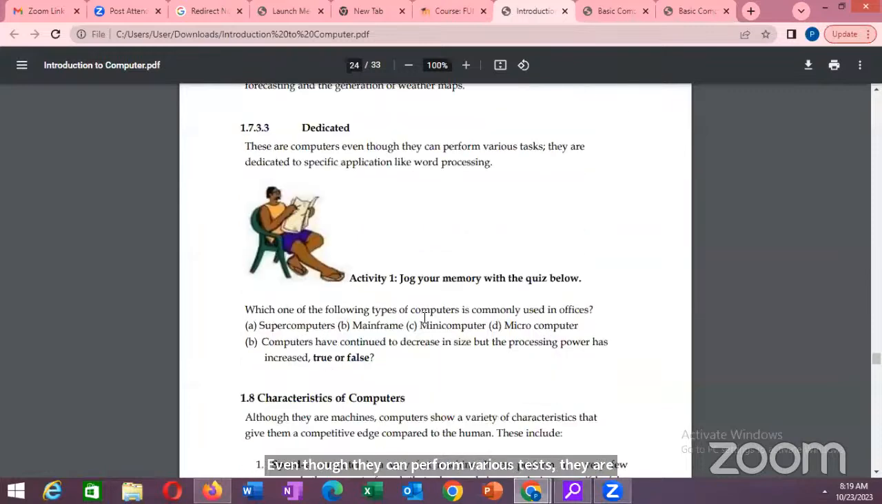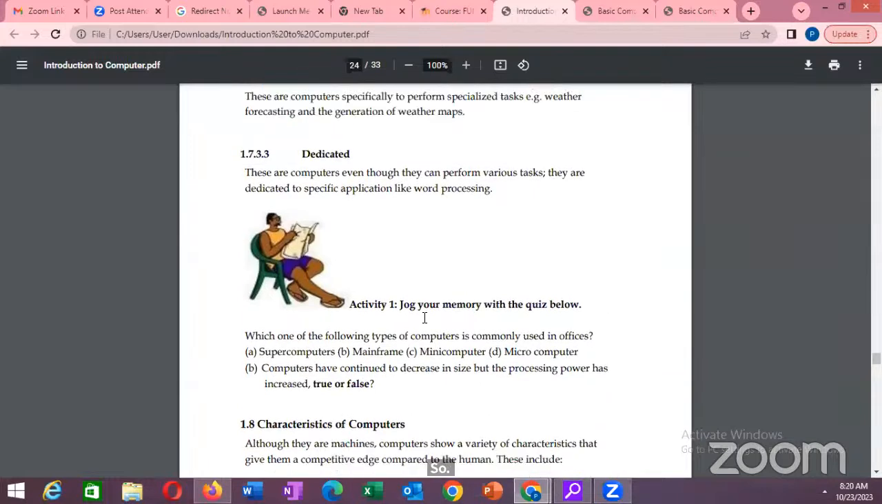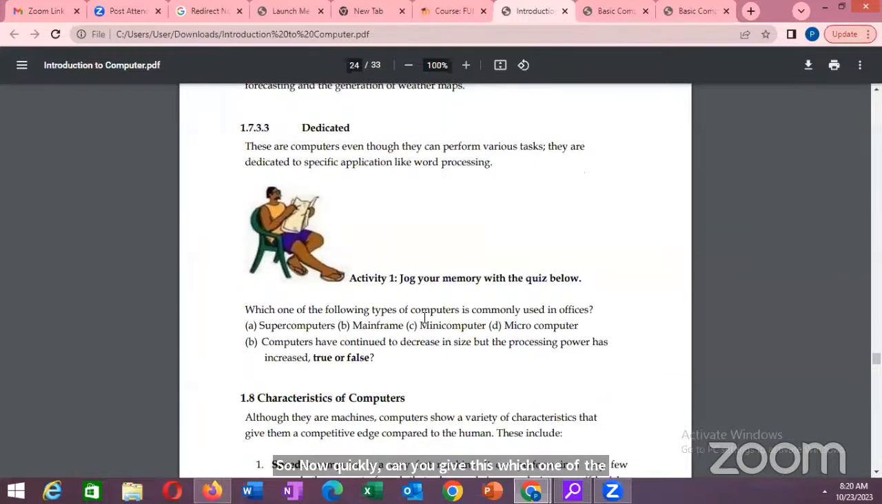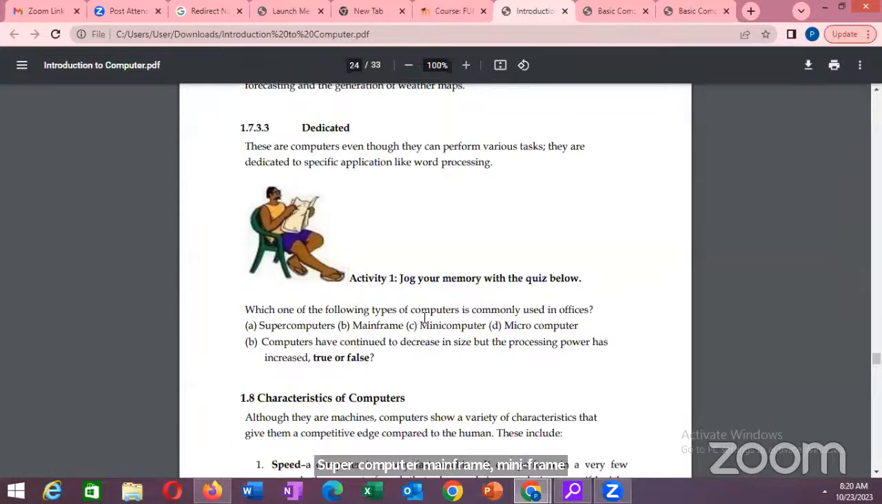So now, quickly in your message box, can you give this? Which one of the following types of computers is commonly used in offices? You have supercomputers, mainframe, mini-frame, and microcomputer. Can you give your answer there? On your message box, can you give the answer? Can you type your answers on the chat box?